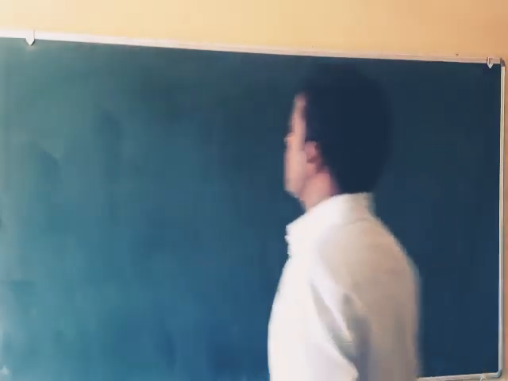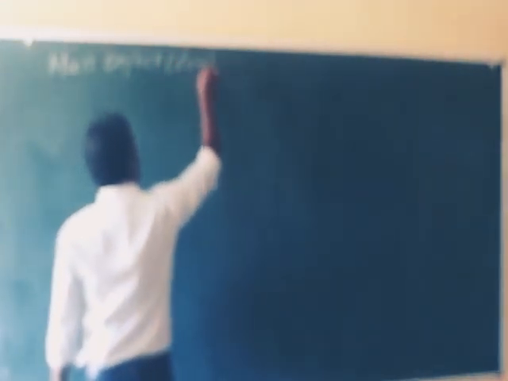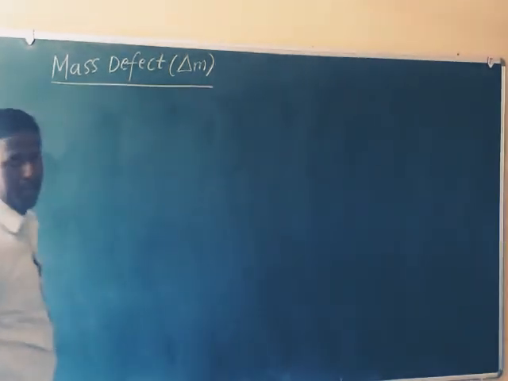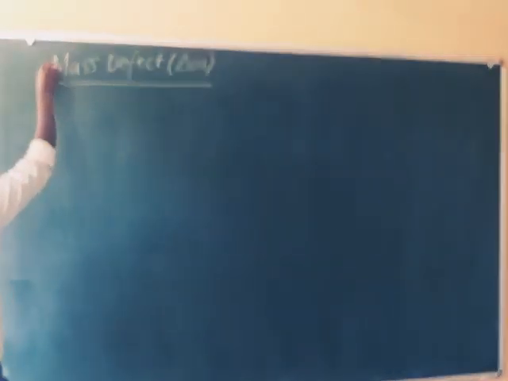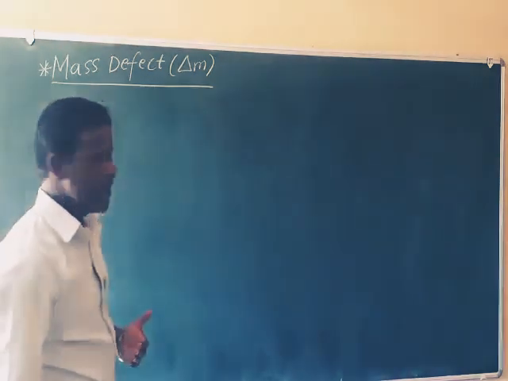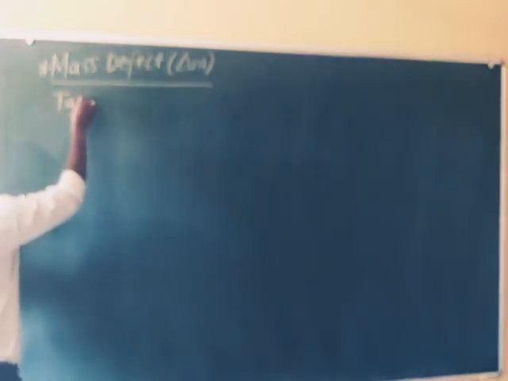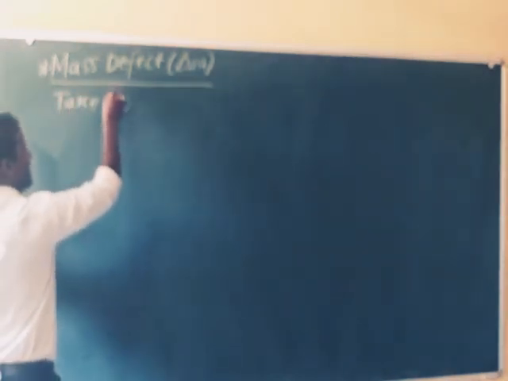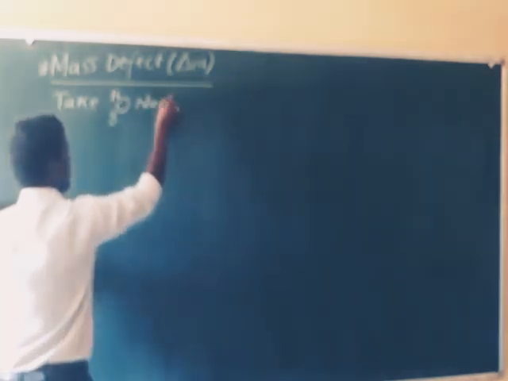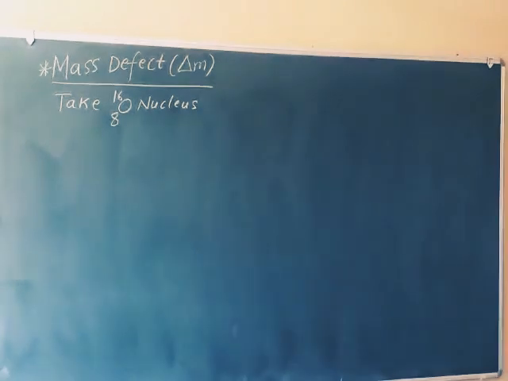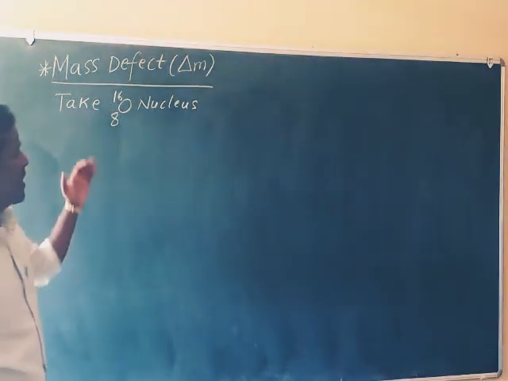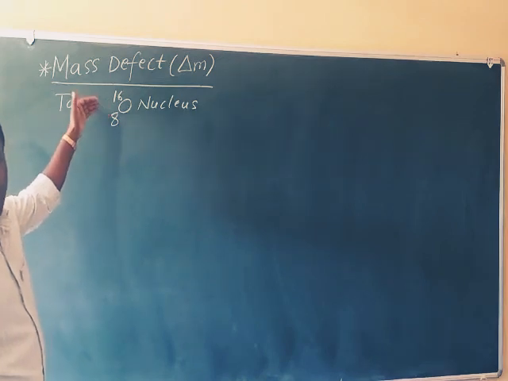See, now let me tell you about mass defect. Mass defect, delta M. What is the meaning of mass defect? Say, for example, take oxygen-16 nucleus. Here we shall find the nuclear mass of this oxygen element.